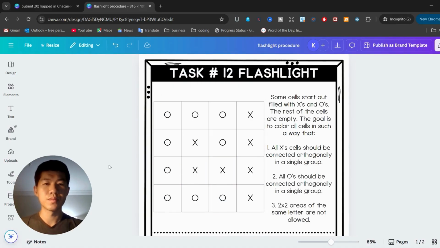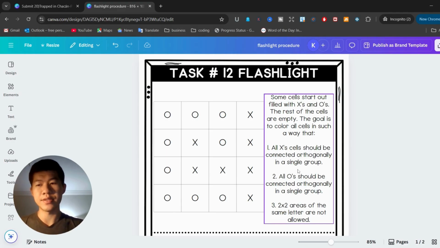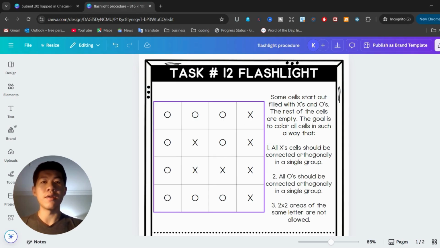So this is the very simplest version of Flashlight, because this is only a 4 by 4 grid. It could potentially have more than one possible solution, but I'm just showing you right now the concept of how to play Flashlight. So this is how you would play. You just fill the grid out with O's and X's based on the rules here on the right hand side.